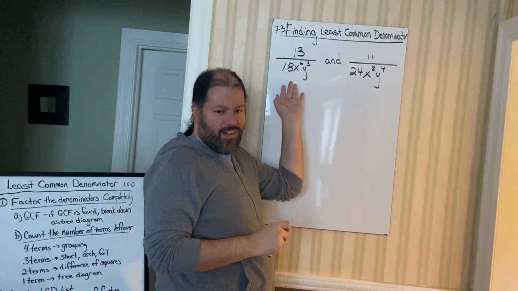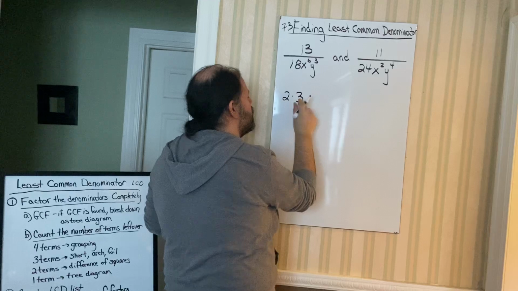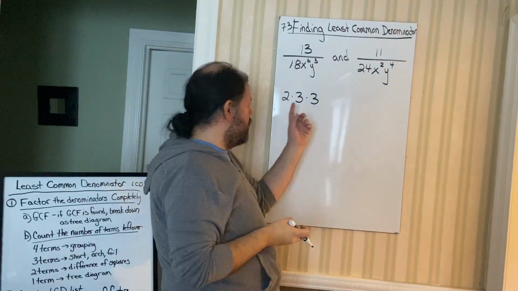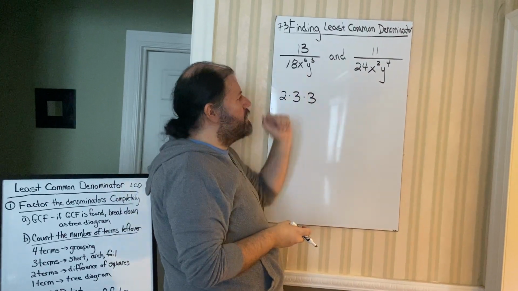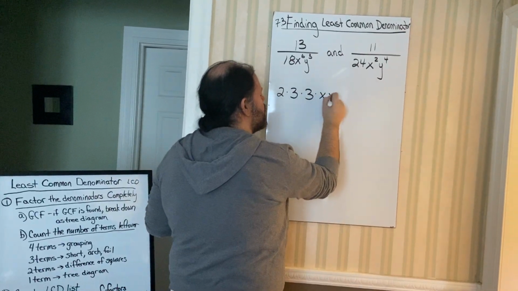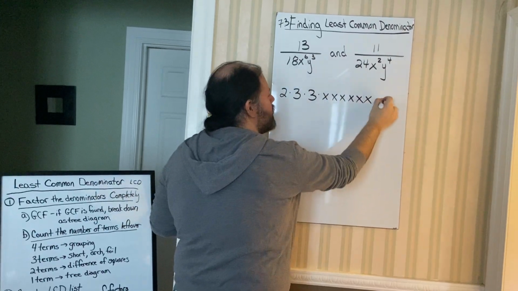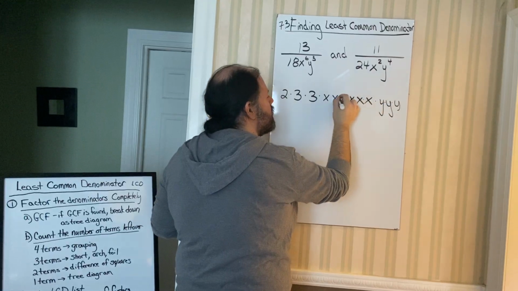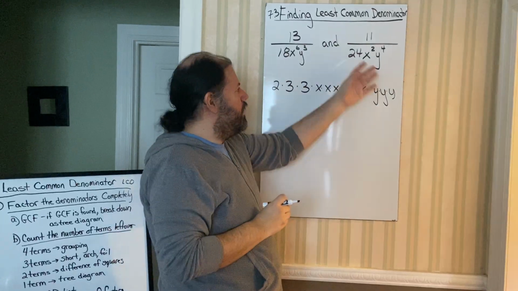Hopefully you know that 18 breaks down as 2 times 9, which is 2, 3, 3. Remember, you have to break it down to all prime numbers. Don't leave it as 2 and 9, because 9 can be broken down. And then x to the 6, you can write it out 6 times: 1, 2, 3, 4, 5, 6. And y cubed would be 1, 2, 3. So this is broken down to all these.